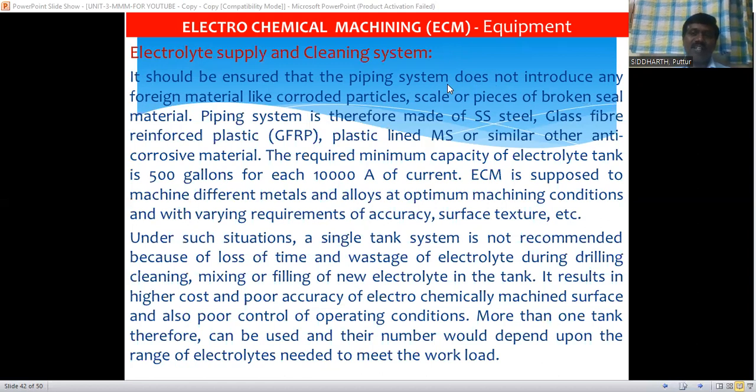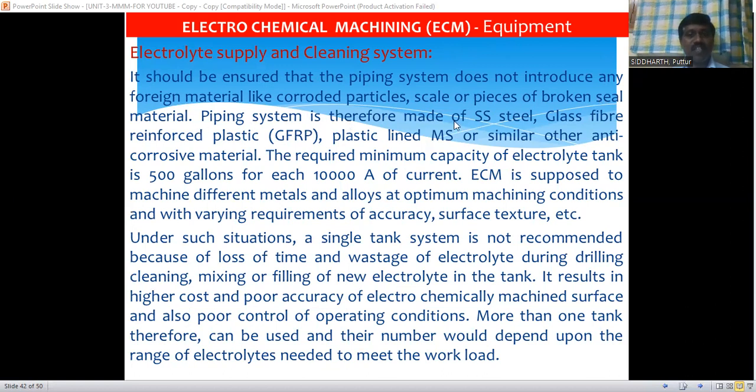It should be anti-corrosive material. It should not be affected by the electrolyte. So such a type of piping system we have to use. It should not create any scales, or if any scales are formed inside this piping system, automatically some pieces are broken and the entire piping system will be damaged.